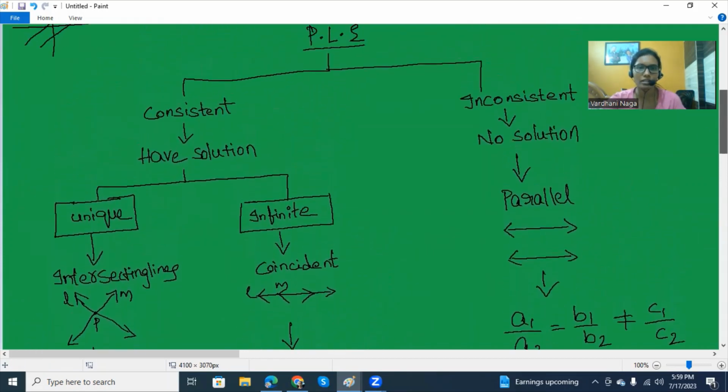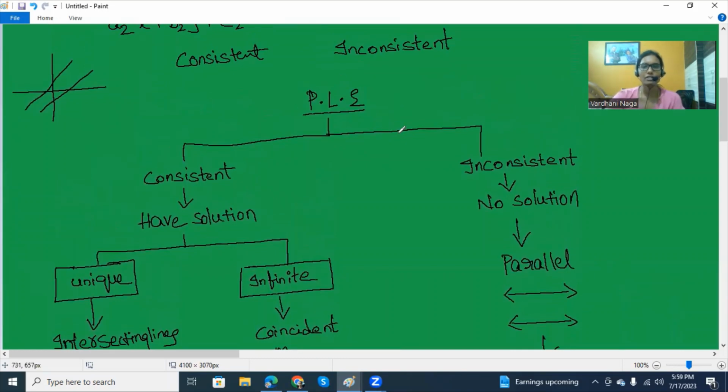I repeat, pair of linear equations has two types: consistent and inconsistent. How can you decide? If a solution is there, it is consistent.